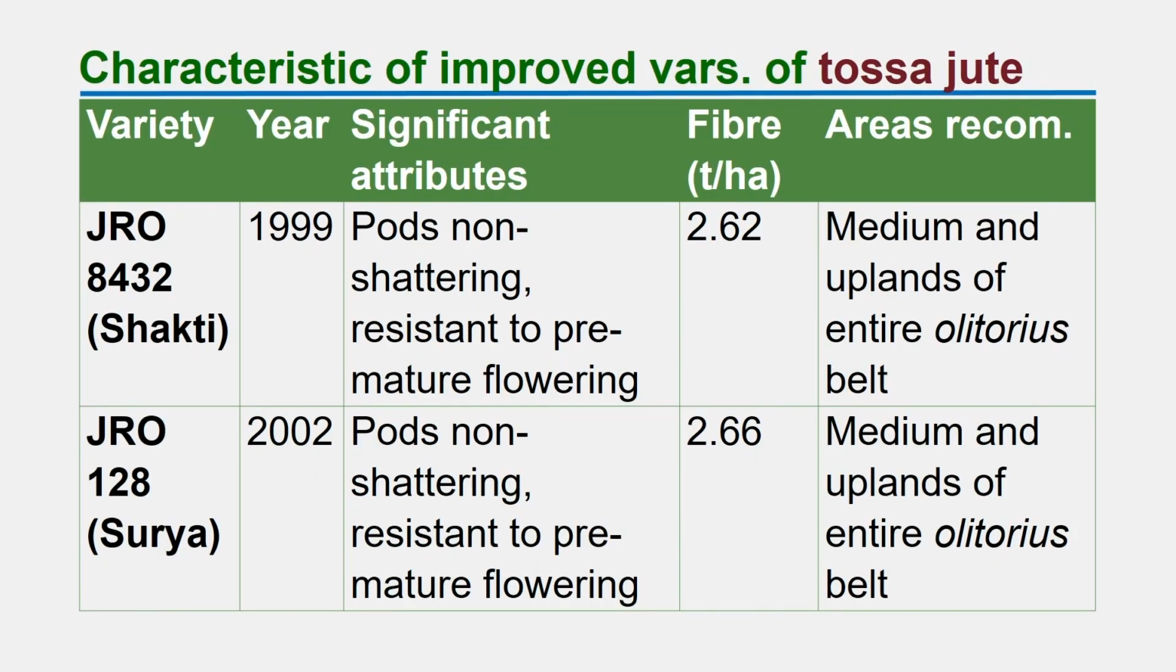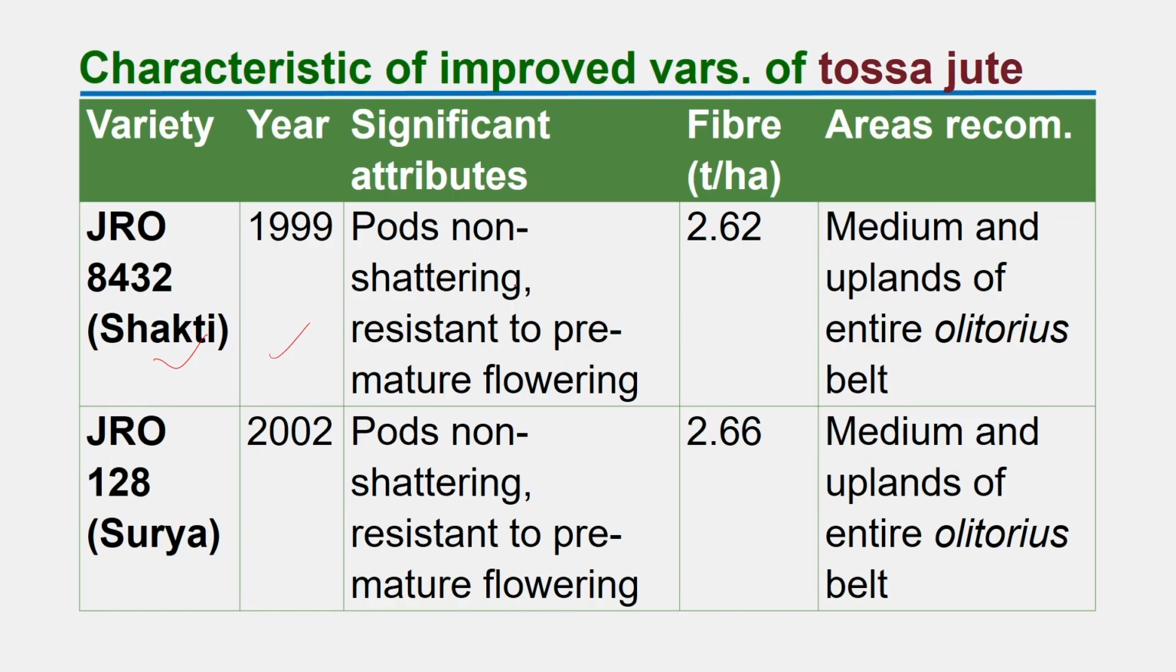Now let us check the characteristics of improved varieties of Tosa jute. What are the features of different important or significant varieties? So let us check JRO 8432. Its name is Shakti. It was released for cultivation in 1919. And what are the attributes?